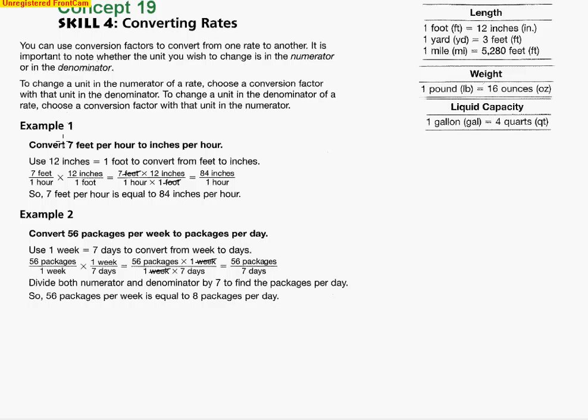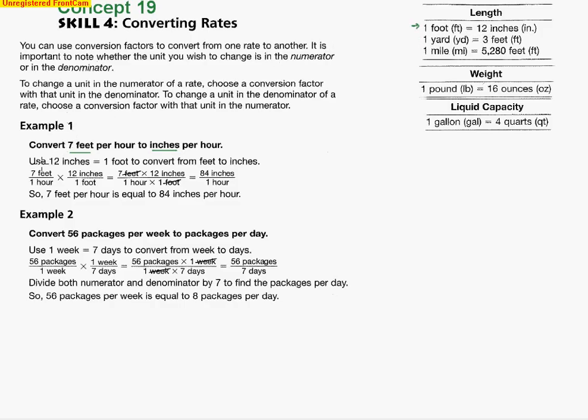It talks about converting 7 feet per hour to inches per hour. Let's underline what we want to convert. We want to convert 7 feet to inches, and the units of time are staying the same, hours. What we need to do first is figure out which conversion factor we're using. The one we need is 1 foot is equal to 12 inches.